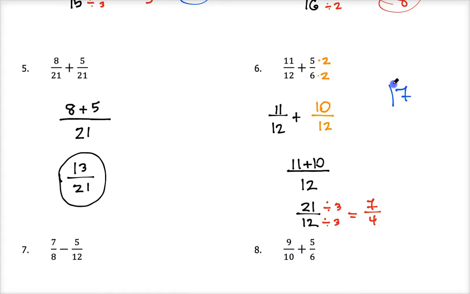So that's going to be 7 divided by 4. 4 goes into 7 one whole time, and we get a remainder of 3. So this becomes 1 and 3 fourths as a mixed number.